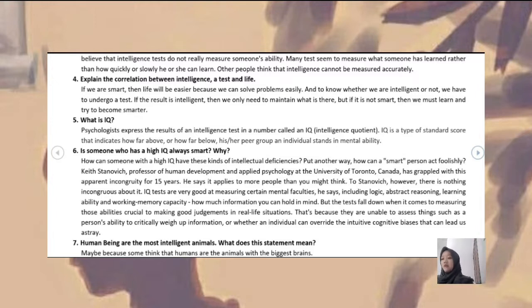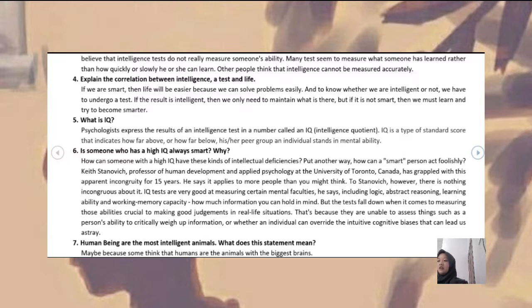4. Explain the correlation between intelligence, a test, and life. If we were smart, then life would be easier because we can solve problems easily, and to know whether we are intelligent or not, we have to undergo a test. If the result is intelligent, then we only need to maintain what is there. But if it's not smart, then we must learn and try to become smarter.